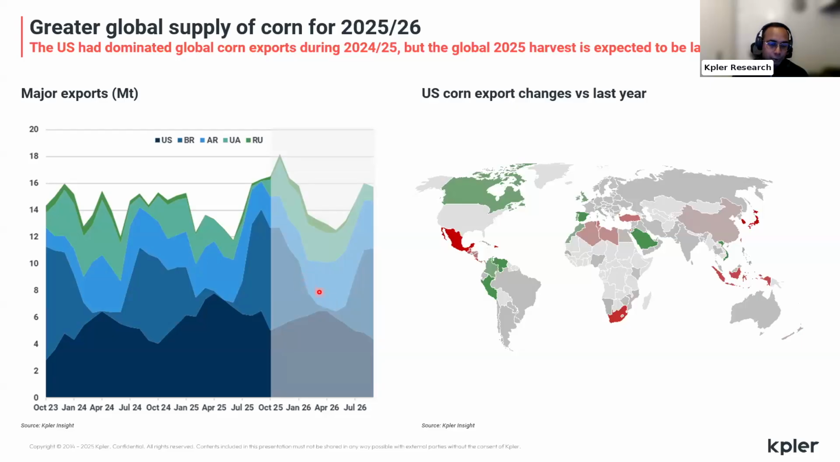Every other exporter has produced more year on year: Brazil, Argentina, Ukraine, and Russia, all of them. So increased competition for US corn will reduce exports year on year. This is obviously the result of our analysis, but behind this, we have looked at it country by country, month by month, and the chart on the right gives an idea of where exactly the difference is coming from.